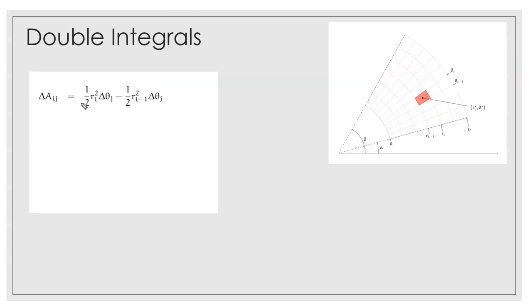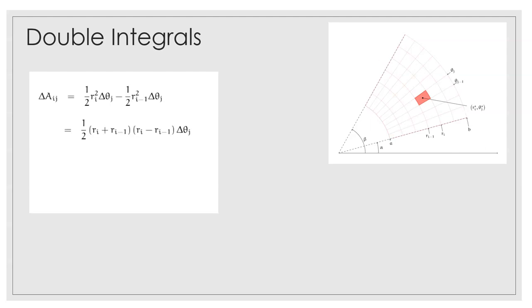So notice that I have a 1/2 at the beginning of both of these, so I can suck them out to the front. And I've got a delta theta j that I can suck out to the other side. Then I'm left with an r i squared minus r i minus 1 squared. Difference of squares, I can factor it. So, point of all that, I can simplify it to this.